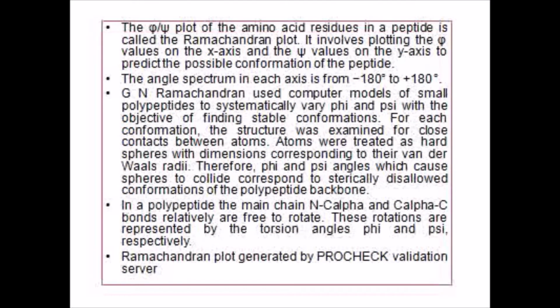Atoms were treated as hard spheres with dimensions corresponding to their van der Waals radii. Therefore, phi and psi angles which cause spheres to collide correspond to sterically disallowed conformations of the polypeptide backbone. In a polypeptide, the main chain N-C alpha and C alpha-C bonds are relatively free to rotate. These rotations are represented by the torsion angles phi and psi respectively. Ramachandran plot generated by Procheck validation server.